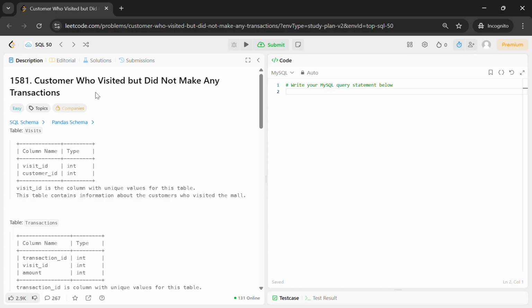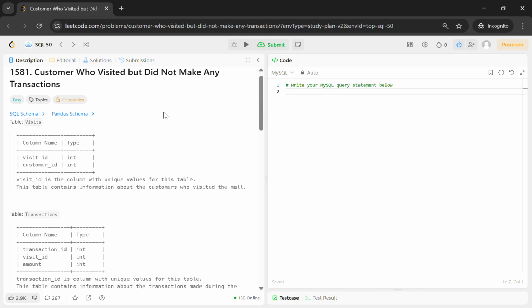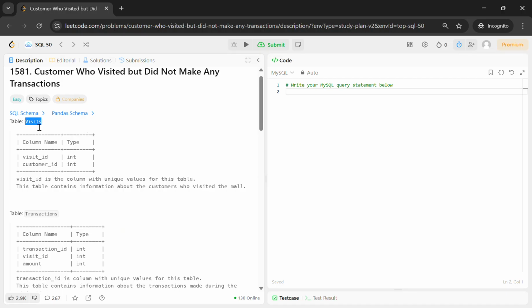Customer who visited but did not make any transaction. Okay, we have table visits which has the visit ID and customer ID. Visit ID is the column with unique values for this table. This table contains information about the customer who visited the mall. It has the details of a customer who is visiting a mall.